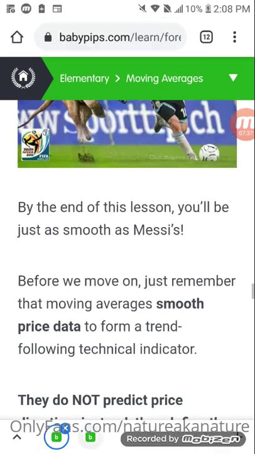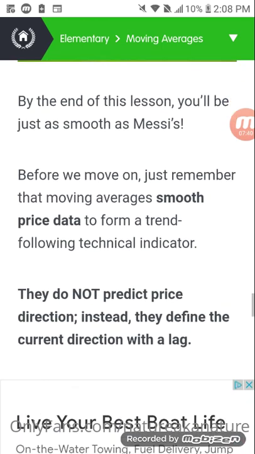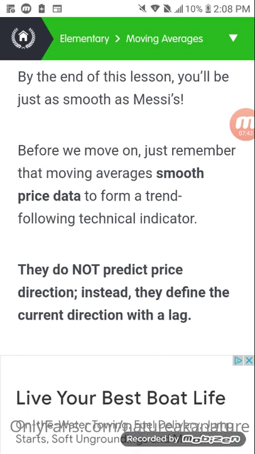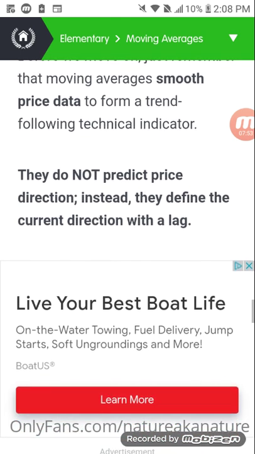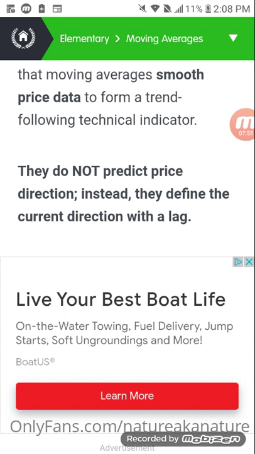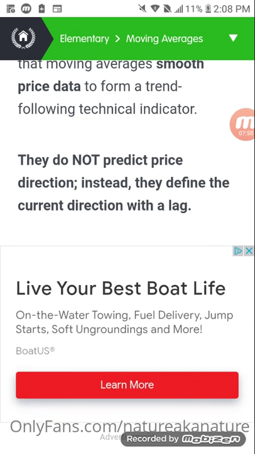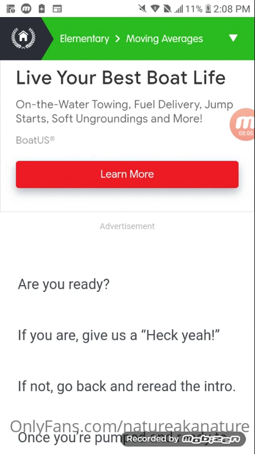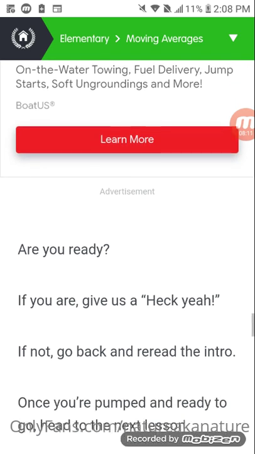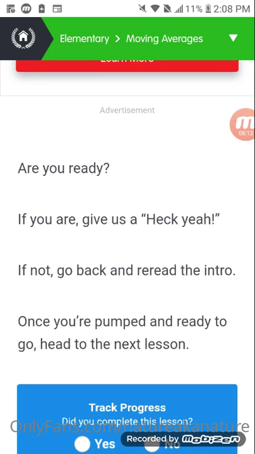Before we move on, just remember that the moving average smooths price data to form a trend direction. The moving average is a technical indicator, so it does not predict price direction. Instead, it defines the current direction with a lag. Because don't forget, it is a technical indicator, so all these indicators can tend to lag. That's why we use candlesticks. We know how to read candlesticks and all that too, just in case of lag. But technical indicators are very good to use, especially the moving average. Are you ready? If you are ready, okay, let's get ready.